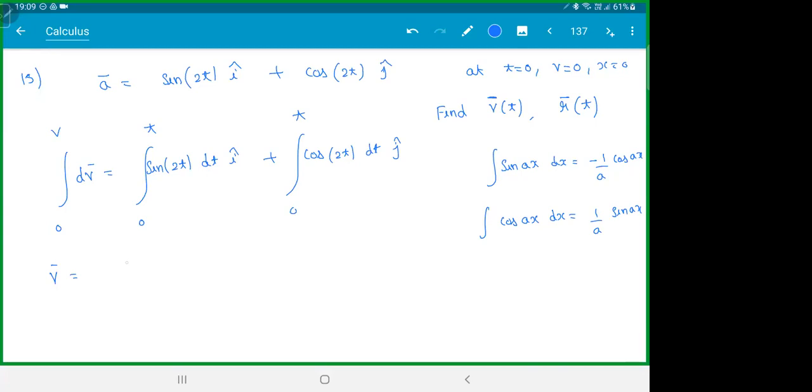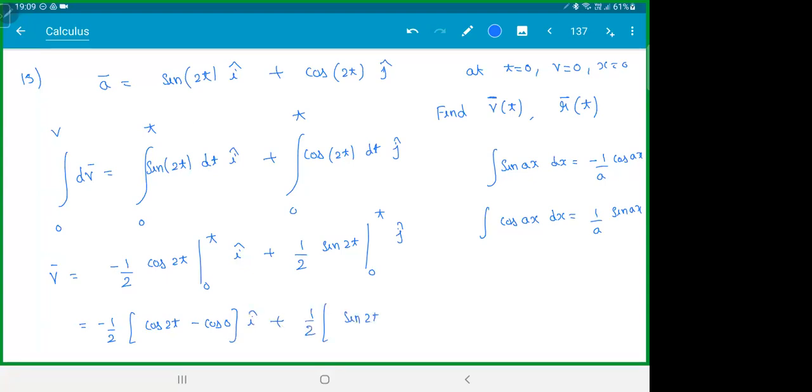So sine 2t will be minus 1 by 2 cos 2t, limits will go from 0 to t, I cap, plus cos 2t will be half sine 2t, limits from 0 to t, j cap. So minus half, when you substitute the values here, you get cos 2t minus cos 0, I cap, plus half, sine 2t minus sine 0, j cap. So this turns out to be half into 1 minus cos 2t I cap plus half into sine 2t j cap.